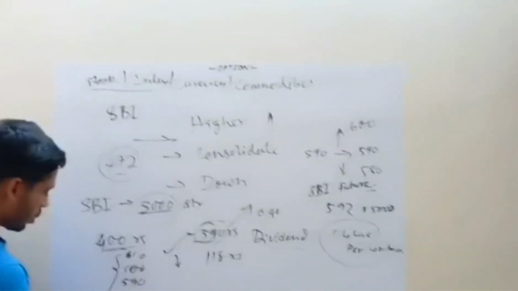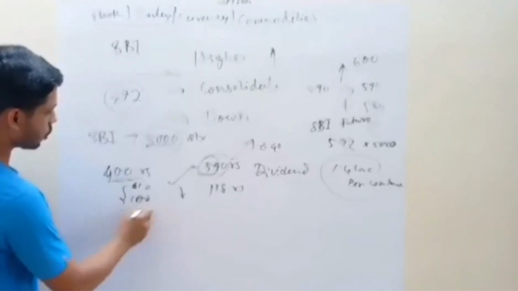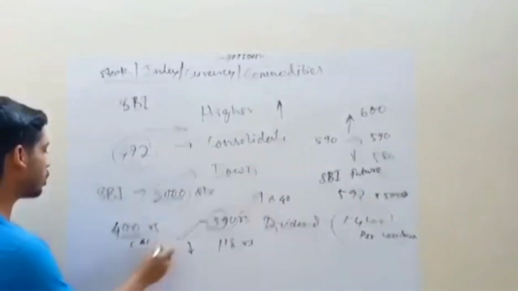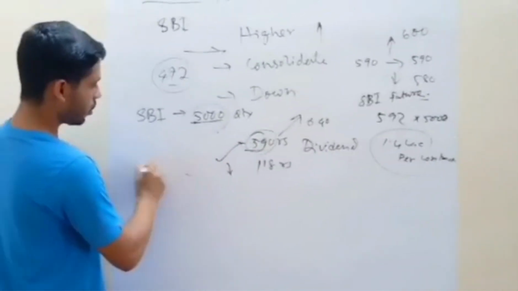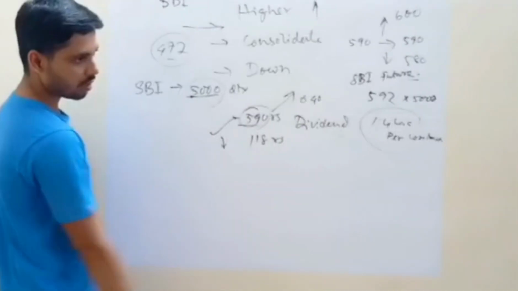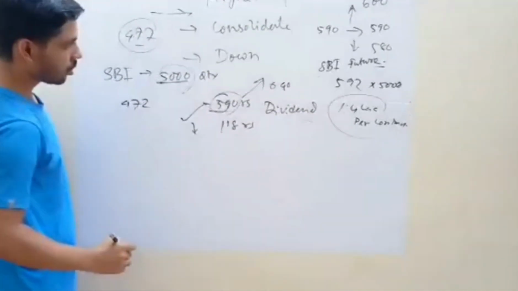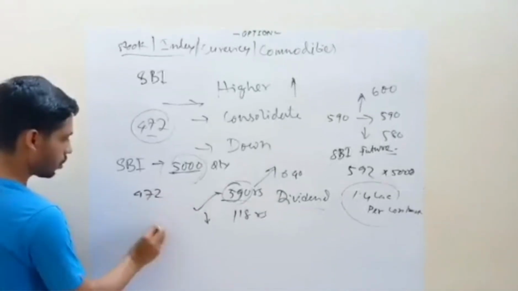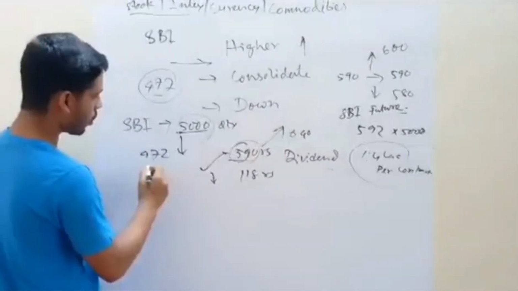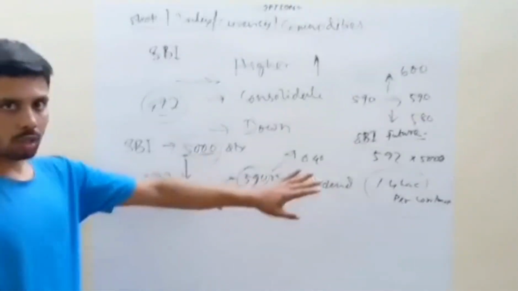Now, as you are expecting the market to fall, what is your expectation? Your expectation is 472, that is your target price, correct? That is the 20% fall you are expecting from the current market price. But now you have to create a contract. If the market price comes down to 472, you should gain. That is the motto of taking a put option.